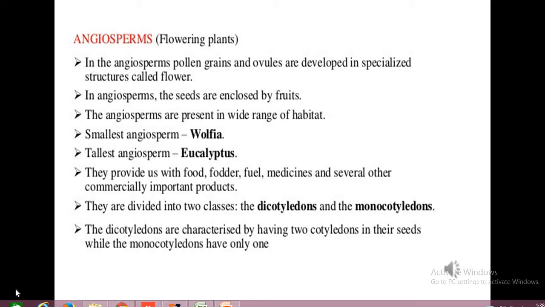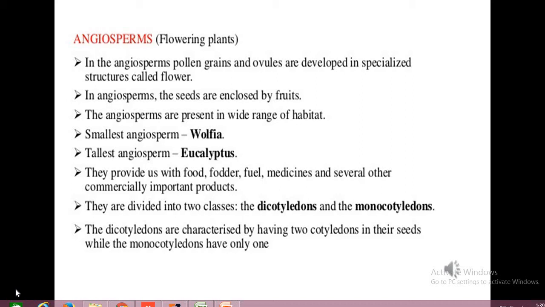So what is the first character of angiosperms? In angiosperms, children, the pollen grains and ovules are developed inside special structures called flowers. The second is, in angiosperms, the seeds are enclosed by fruits. Now, if you remember, this is contrary to what I taught you in gymnosperms. In gymnosperms, I told you that the seeds are naked. Why? Because the ovule is not surrounded by ovary.